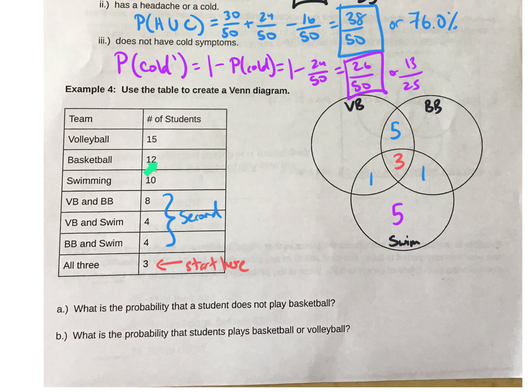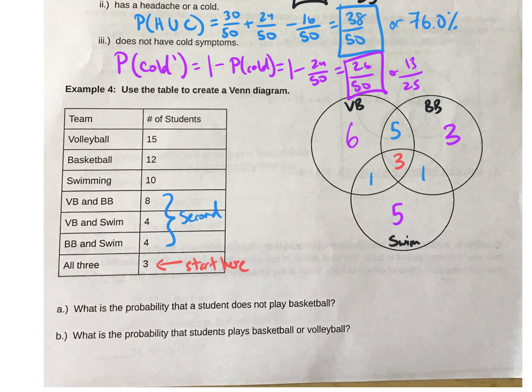For basketball, there's 12. And currently there's 9 students who are doing other sports as well. So 12 minus 9 is 3. And then we have volleyball. There's 15. And there's currently 9 students doing other sports too. So 15 minus 9 is 6.